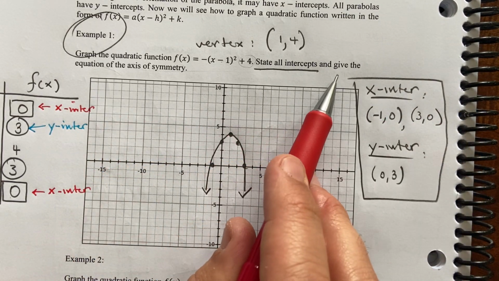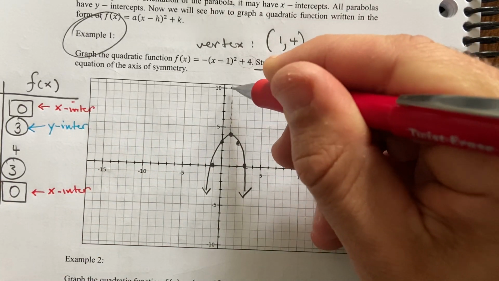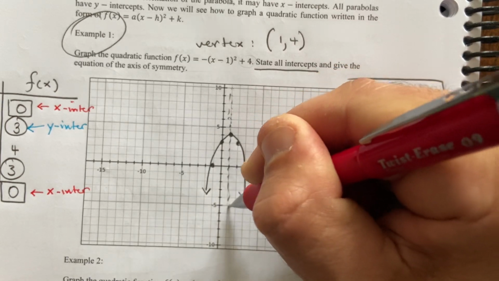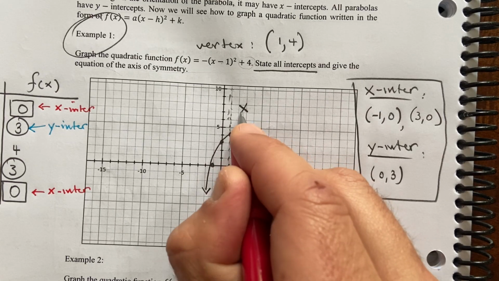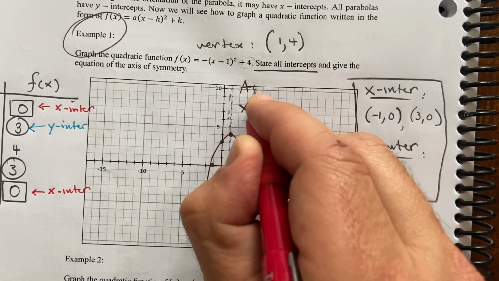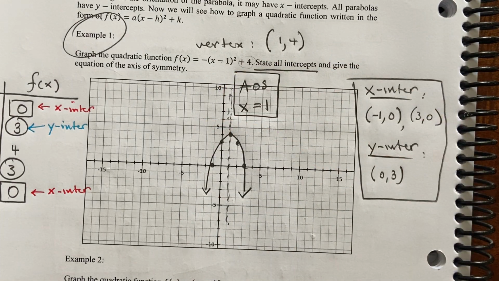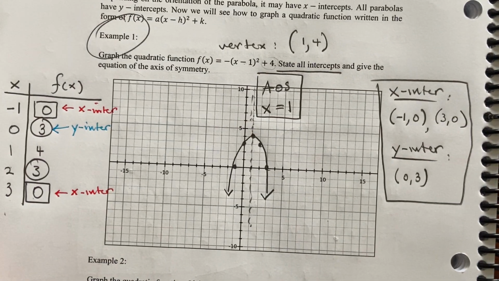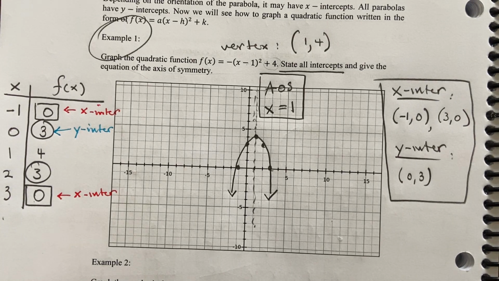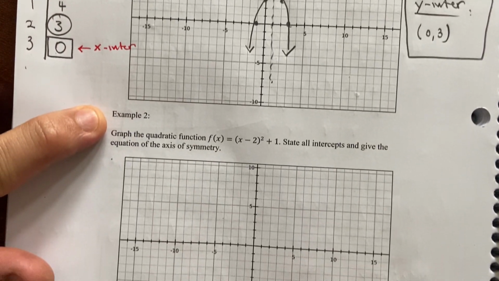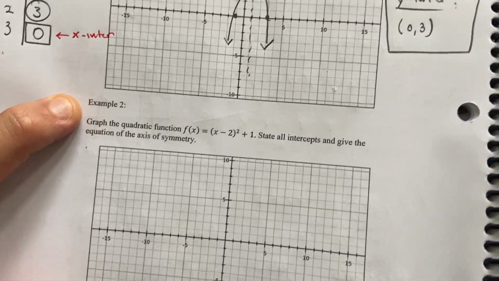And then it says, give the equation of the axis of symmetry. The axis of symmetry always goes vertically right through the vertex. And since it's passing through 1 right here, this is x equals 1. And I'll just say AOS for the axis of symmetry. Okay, I'm leaving example 2 open. Of course, I'll post a solution to that one alongside the video.